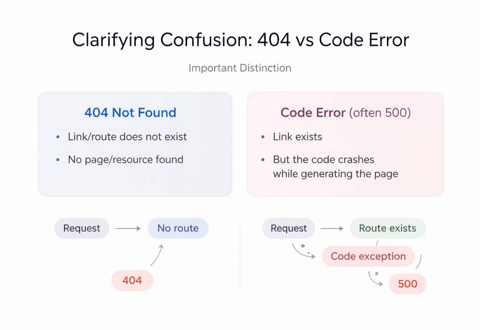The tutor addresses a common confusion students have. Sometimes they think a missing page and a code bug are the same thing. They're not. A 404 means the link or route itself is missing. But if the link is defined and the server finds the route, yet the code fails while building the response, that is typically a server-side error, often in the 500 range.